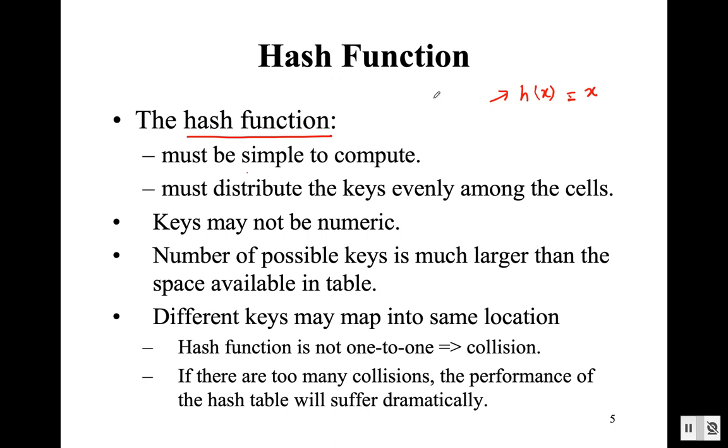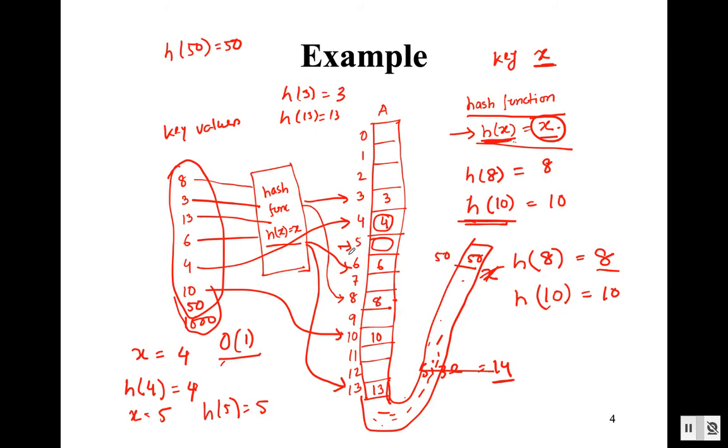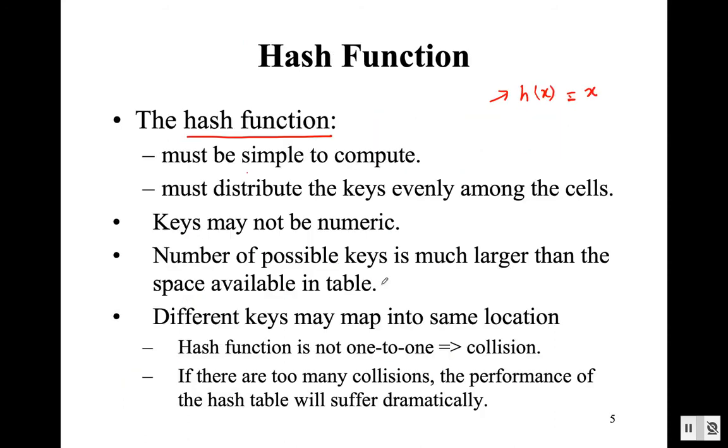The keys may not be numeric. It doesn't require that keys are always numeric. The values we are storing here are 1 2 3 4, but we may want to store strings also, for example the name of an employee, the ID of an employee, or some other information. So the keys may not be numeric.